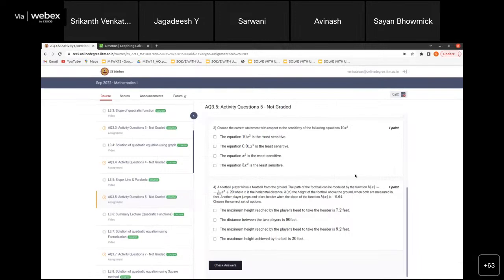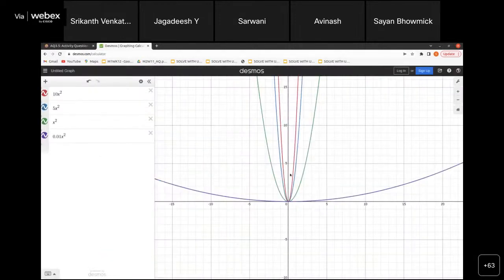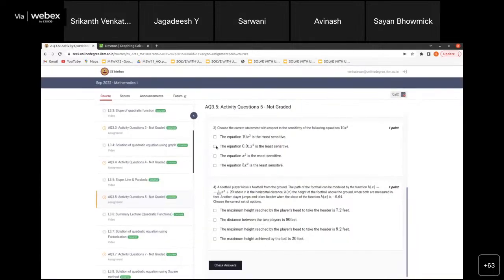Okay, so from this graph itself, you can see this red color graph is more sensitive compared to blue. Blue is more sensitive compared to green, and green is more compared to this violet. And the least sensitive is the violet one. So from there, you can see this.